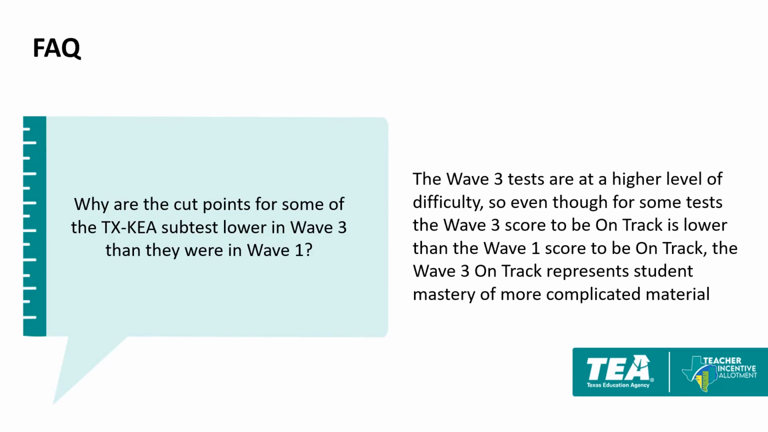It is important to note that in the TX-KEA benchmarks for some tests, the on-track score for Wave 3 is actually lower than the on-track score for Wave 1, which at first glance may seem counterintuitive. However, since the Wave 3 test is a more challenging test covering more advanced content than in Wave 1, in some cases a lower score in Wave 3 really does represent growth.